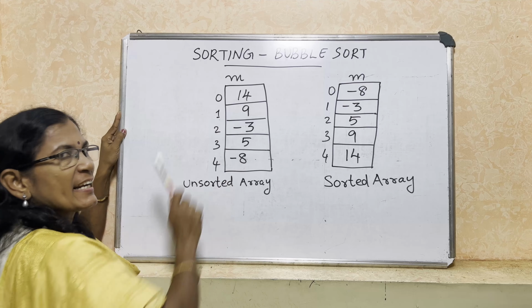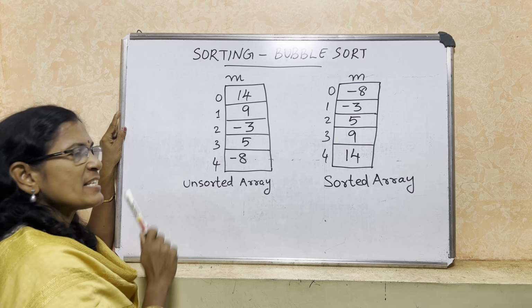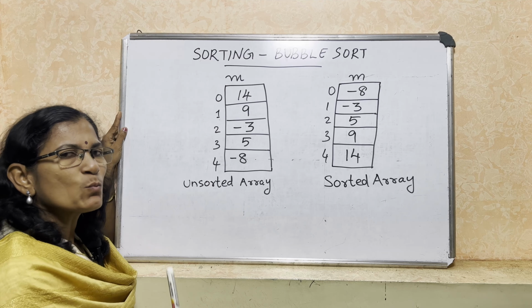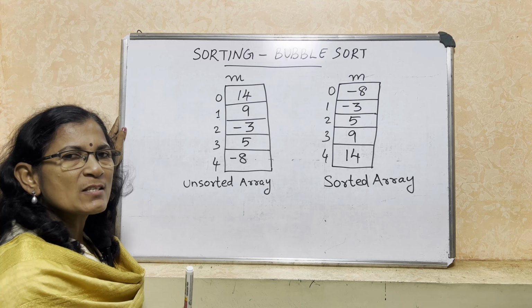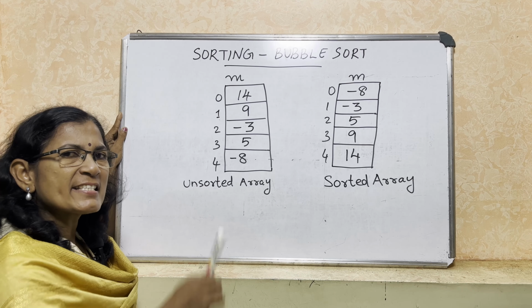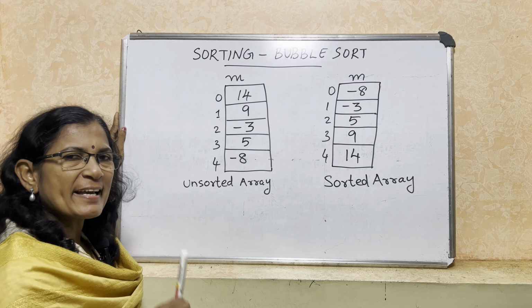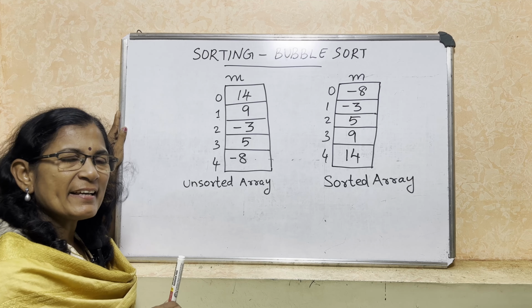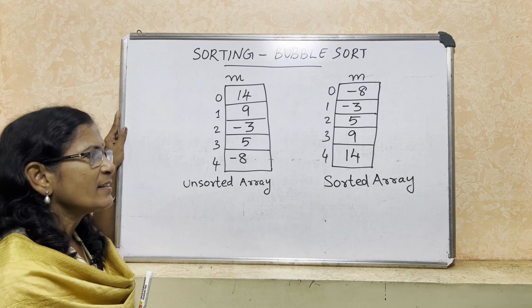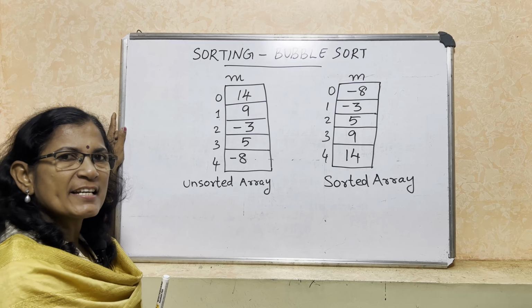We have an integer array named as m with 5 storage locations. When you look at this array, you can understand that the values in this array are entered without any order. Sometimes we may have to rearrange the elements of an array either in the ascending order of its values or descending order of the values. The process of rearranging the elements of an array either in the ascending order or descending order is known as sorting.